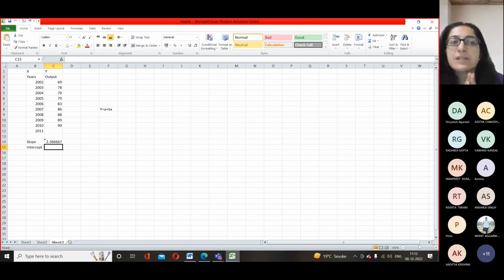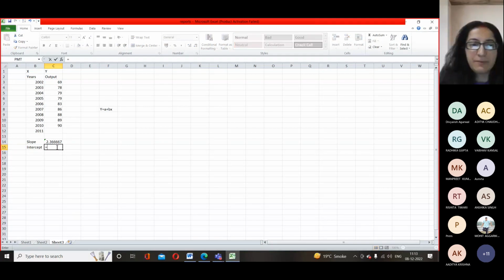Okay, so in the first part we saw what our x is and what our y is. Then we know that the formula that we are going to use is y is equal to a plus bx. So there are two functions that we have to apply, slope and intercept. The first one we have already applied, that is slope. The second one is going to be intercept. Now let's see what is intercept.